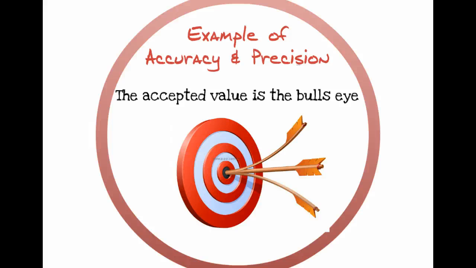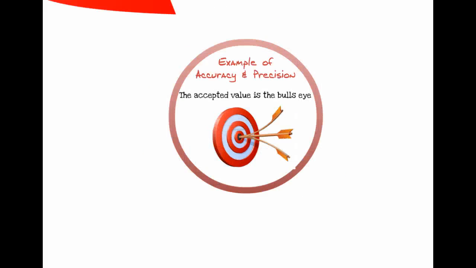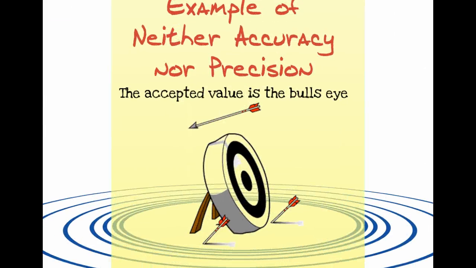Okay, so let's look at this target. So this person shoots amazing, right? They hit the bullseye every single time. Their arrows are pretty much right on top of each other. So these arrows are accurate and precise. Okay, so look at this person. Every time they shoot, their arrows go every which way. So this is an example of arrows not being accurate or precise. Neither accurate nor precise.